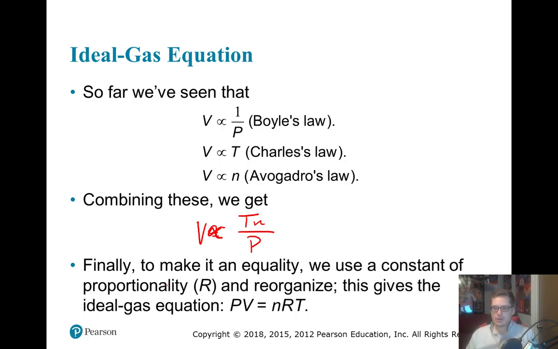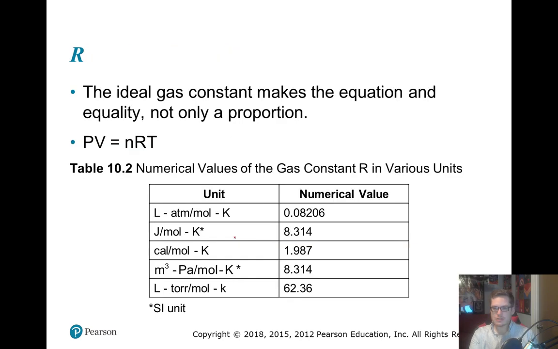And then really, if we add in a proportionality constant, this R value, then instead of making it a proportion, we can make it an equality, and we get this ideal gas law, PV equals nRT, that we're all used to seeing. We just multiplied P over here, etc., and then added in that constant. All right, so PV equals nRT, the ideal gas equation.